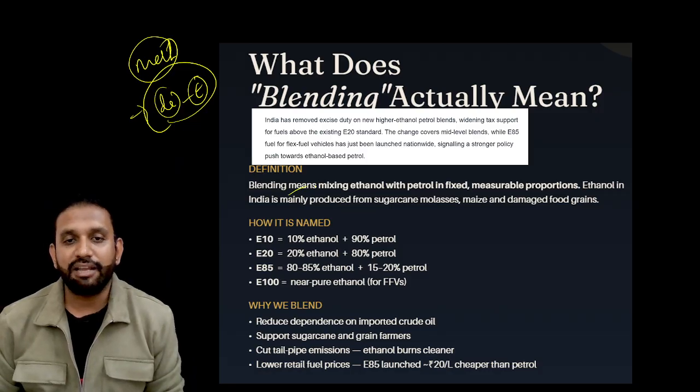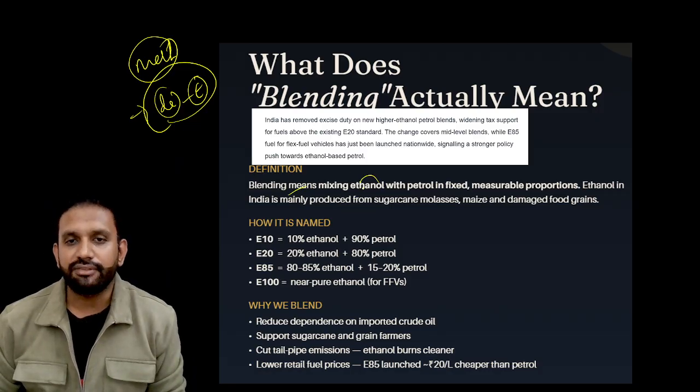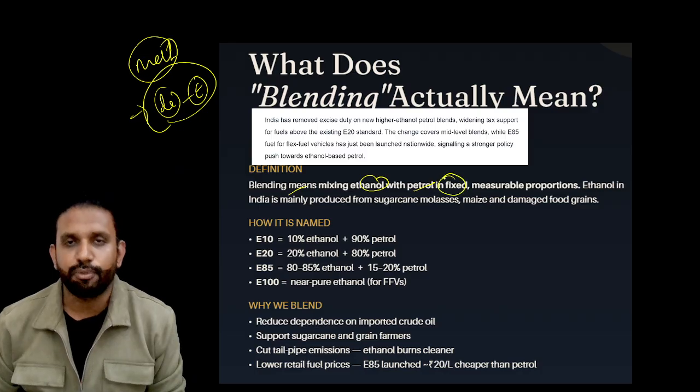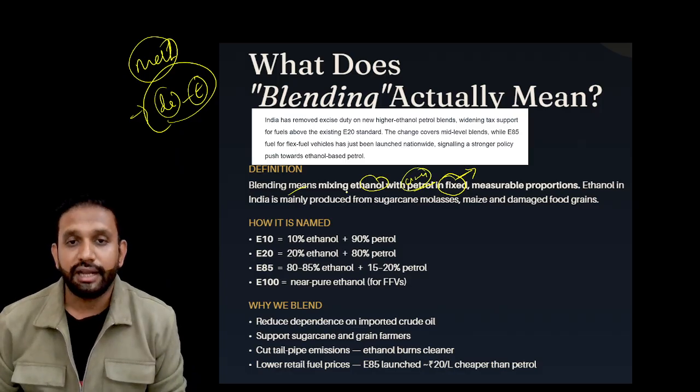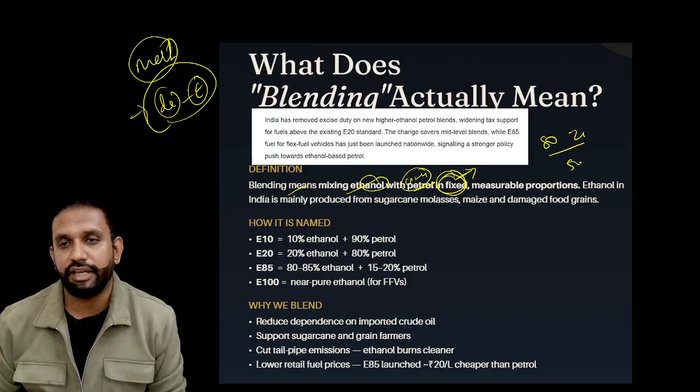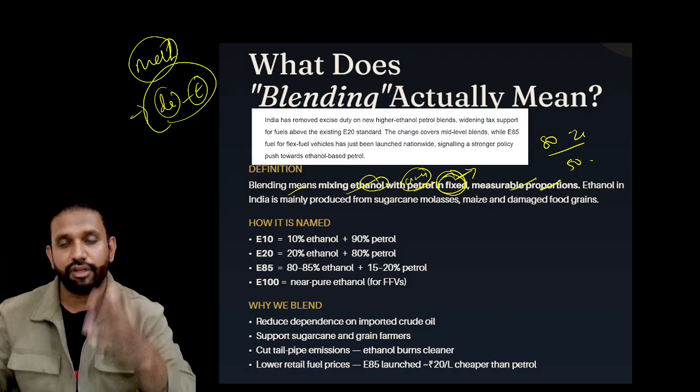Okay, blending means mixing ethanol with petrol in a fixed proportion. Very, very important. This word fixed is important in the examination. They may ask you whether it is in any proportion. Any proportion is wrong. It has to be a fixed proportion, 80:20 or 50:50. Measurable proportion. You can easily measure 50 or 40 like that.